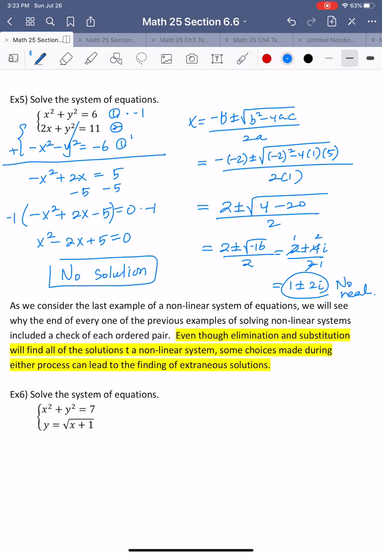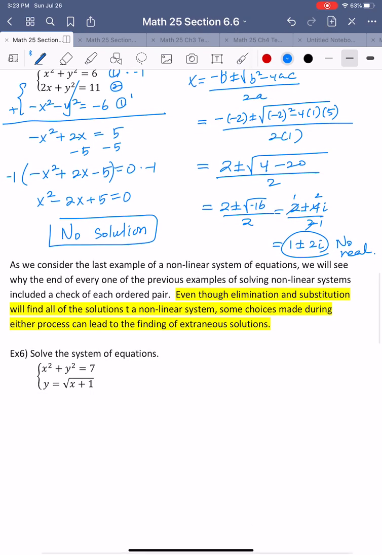Okay, all right. As we consider the last example of a nonlinear system of equations, you will see why every previous example of solving a nonlinear system included a check of each ordered pair. Even though elimination and substitution will find all of the solutions to a nonlinear system, some choices made during either process can lead to finding an extraneous solution.